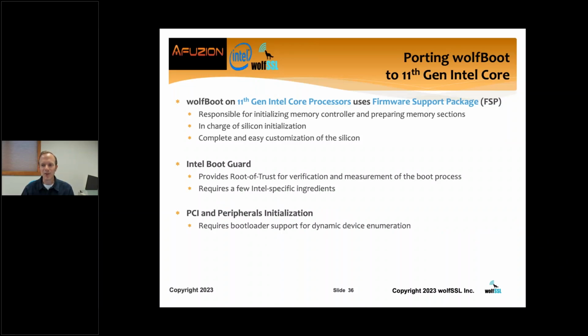When we were porting wolfBoot to Intel Core processors, we needed to use the Intel FSP, or Firmware Support Package. This is responsible for initializing the memory controller, preparing the memory sections, and initializing the silicon, and it allows us a complete and easy solution to initialize a lot of these things. We needed to use and interact with Intel BootGuard, which provided the root of trust for verification and also the root of measurement for the boot process. And then we needed to work with PCI and peripheral initialization, which required bootloader support for dynamic device enumeration.